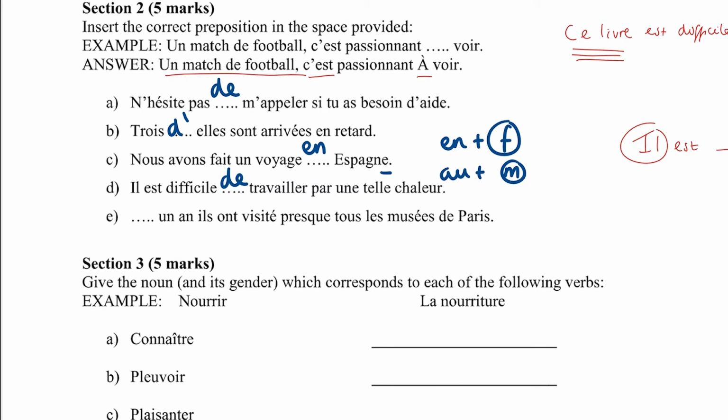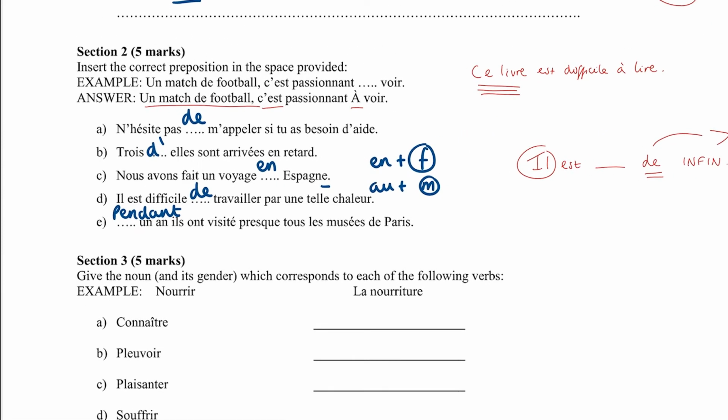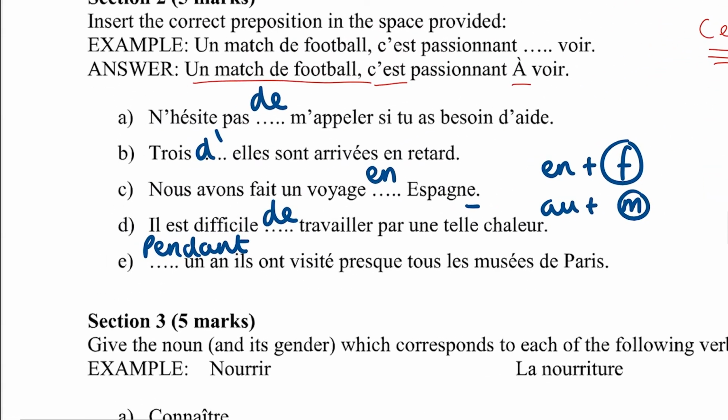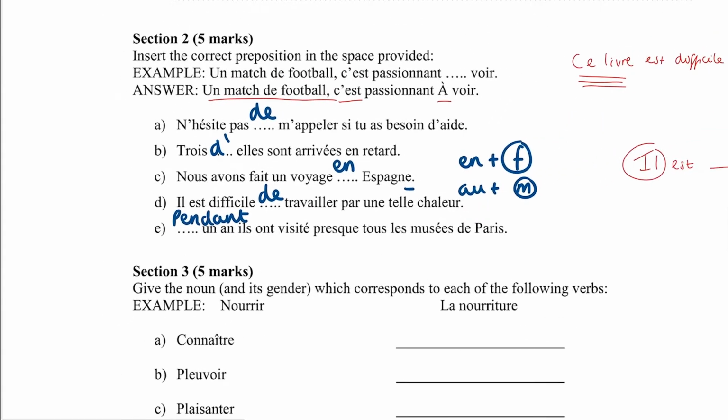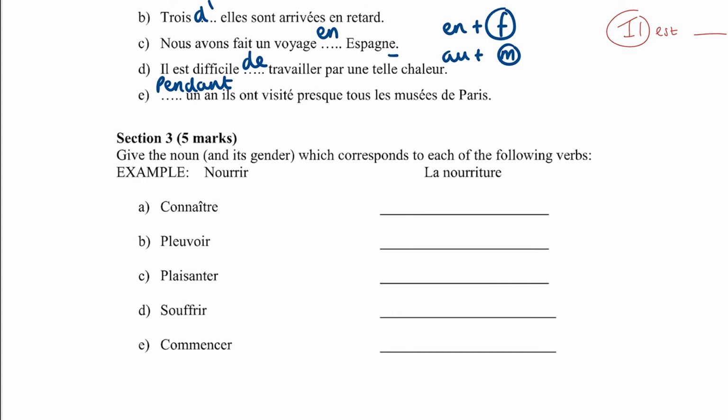Okay, and then e. This is a length of time in the past, so you need pendant. Pendant un an, ils ont visité presque tous les musées de Paris. Or perhaps you could say il y a there. Well, it says one preposition does it, so I think we'll use pendant. Okay, good. Section 3. This is not so much something which comes up in the current MLATs. You just need to know these kind of things.